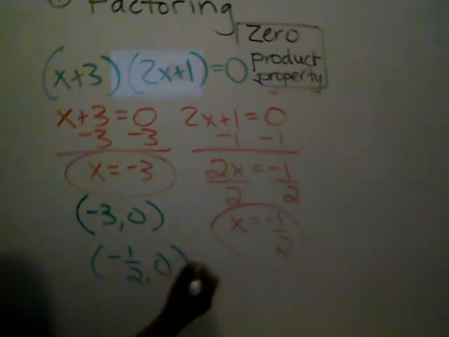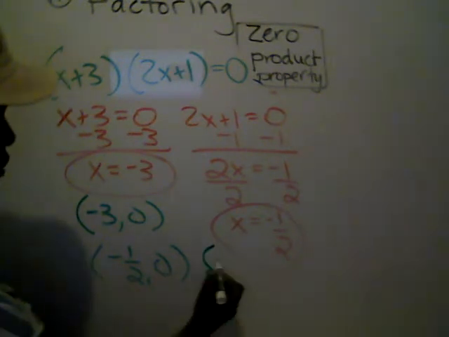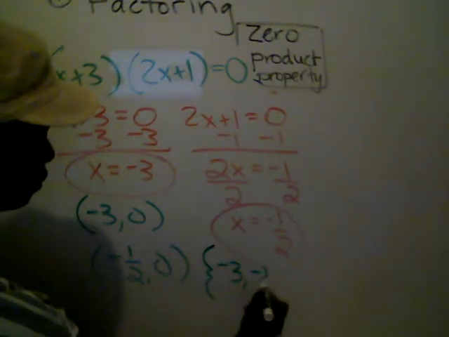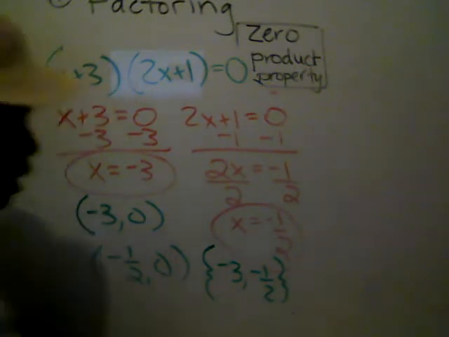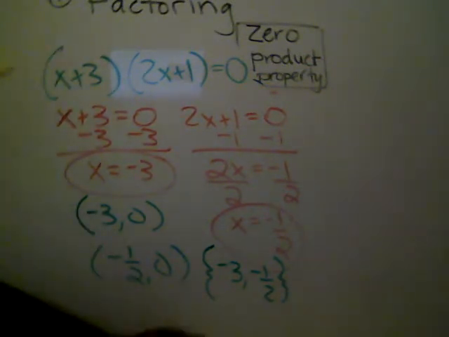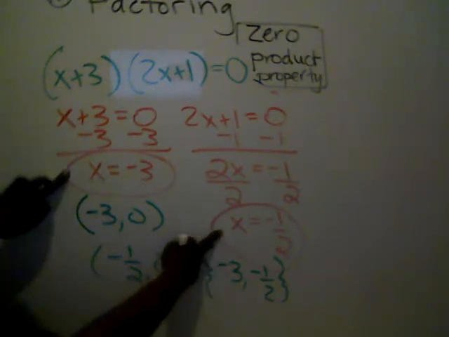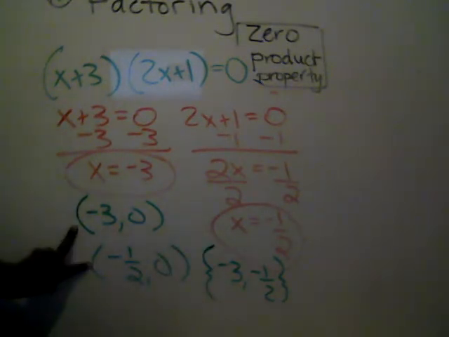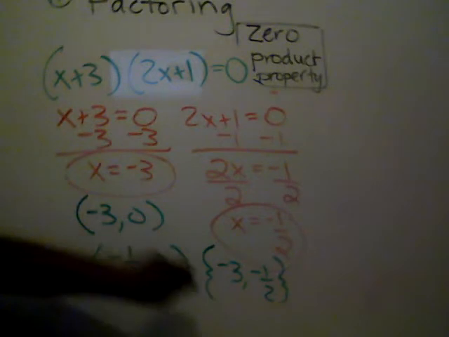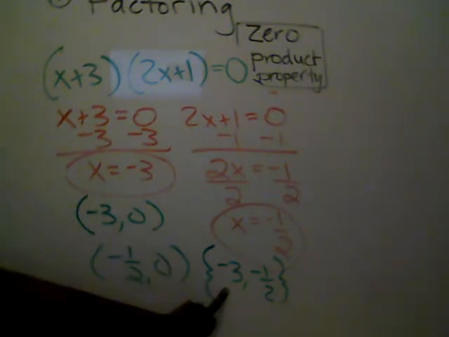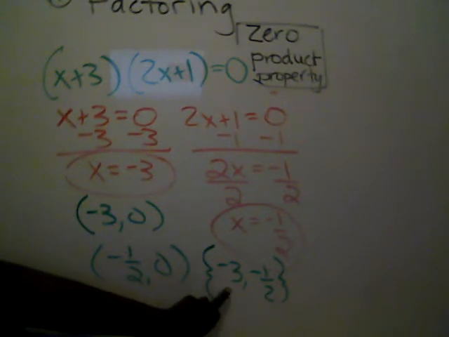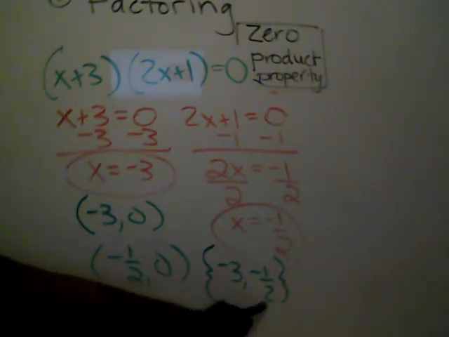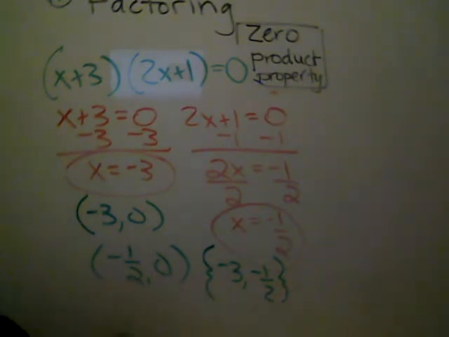Other teachers may also want you to list it as the set of values. So they may want you to list it like that. But you can refer back to your notes to see how your teacher has been allowing you to leave the answers, whether like this, whether they want it in coordinate form as points, or whether they're fine with you putting it in a solution set like this. And in the solution set, we always put the smallest number first and the larger number second. Okay? So that's the factoring method.